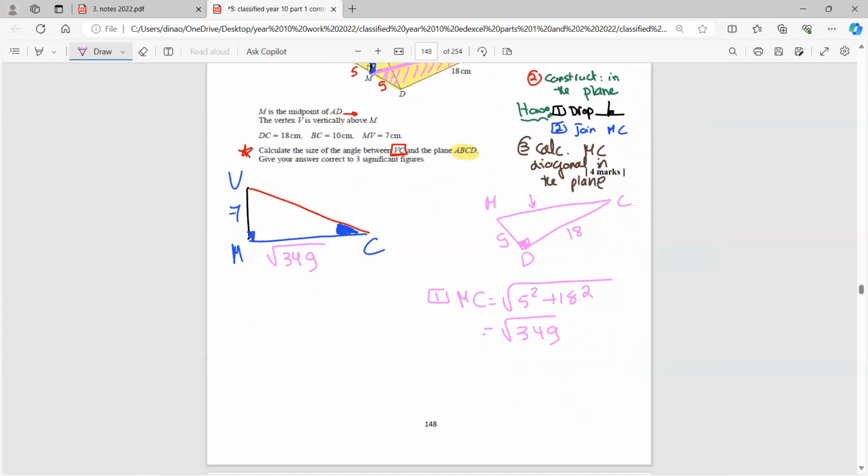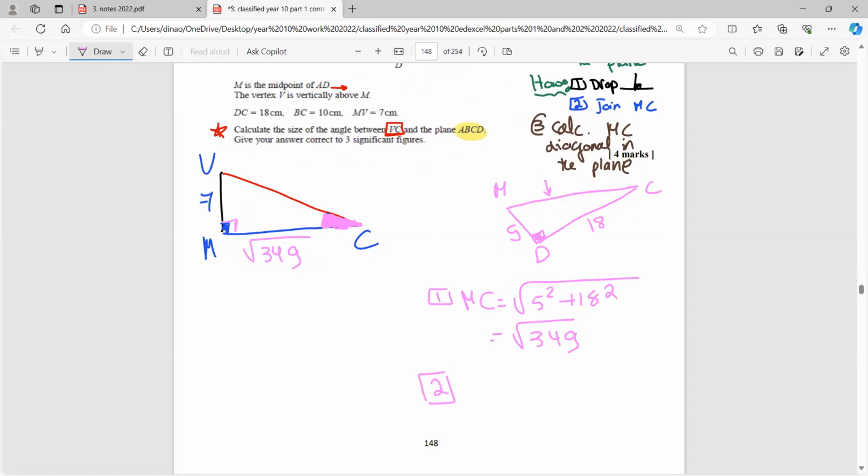Now I will move on to step number 2 immediately, which is calculation of this angle over here. Since this is a right angle triangle, I am allowed to use trigonometry. This is the opposite. This is the adjacent. So again I will use tan inverse.